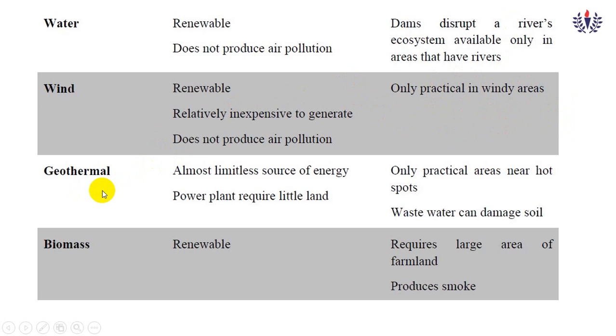Next one is geothermal. It is also an unlimited source. It is available in the middle of the earth, so we can draw it from the earth. But it requires more land. The only drawback is that it has more hotspots. You can see somewhere you can get smoke due to geothermal activity, and also its wastewater can damage the soil. That is, the byproduct can damage the soil. Biomass is renewable, but it requires a large area of farmland and produces smoke. That is the drawback of it.